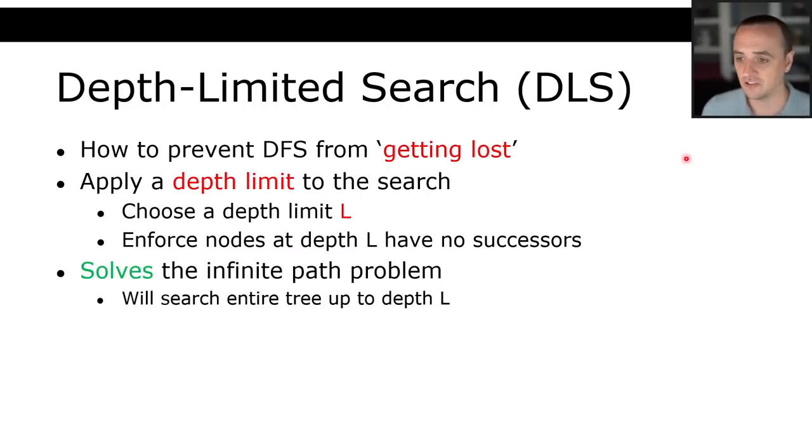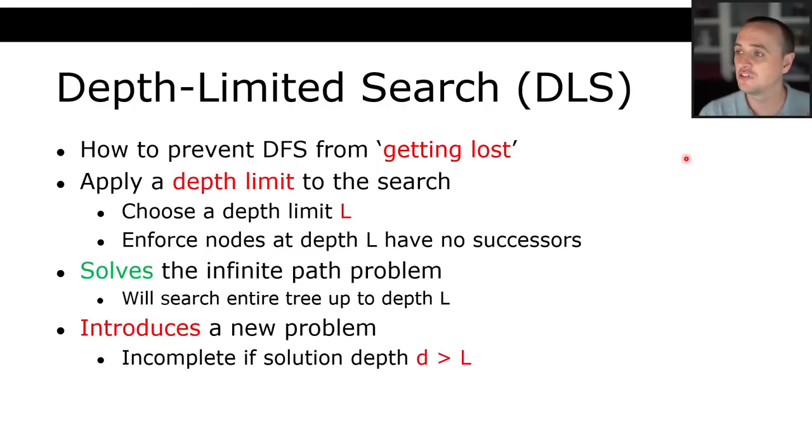And this is going to solve the infinite path problem, because it will search the entire tree up to depth L. But it introduces a new problem, which is that it's incomplete if the solution depth is greater than the depth limit. Meaning that let's say we set a depth limit of 10, but there wasn't a solution until depth 12. Well, this depth-limited search would search up to 10 and say, there's no solution, we didn't find it.